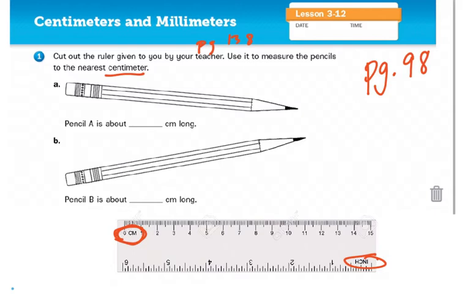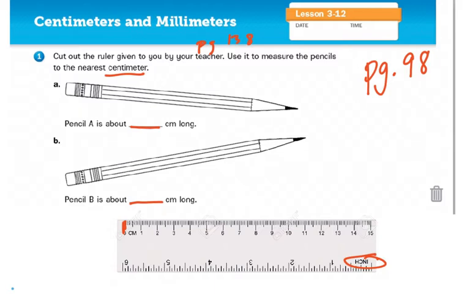Go ahead and put the 0. Now, when you are measuring, do not always use the end of the ruler. Be careful that you start and measure with 0 at the end. So what I would like for you to do is to measure pencil A and pencil B and fill in how many centimeters to the nearest centimeter. Go ahead and measure and pause your video.